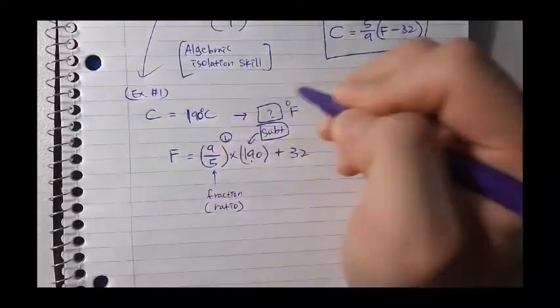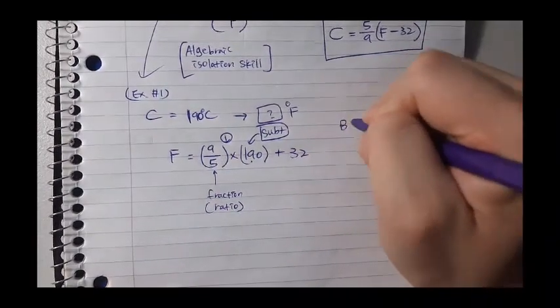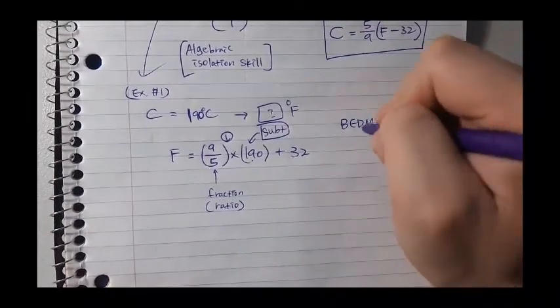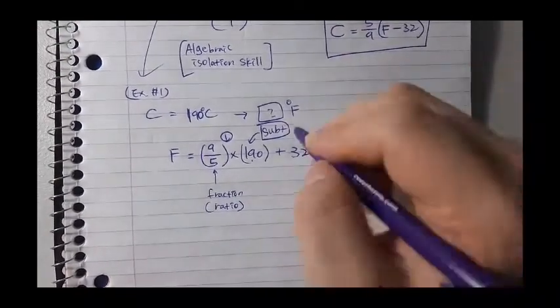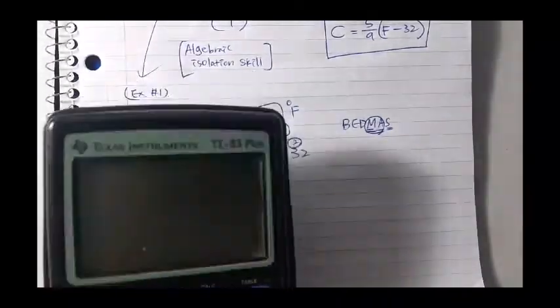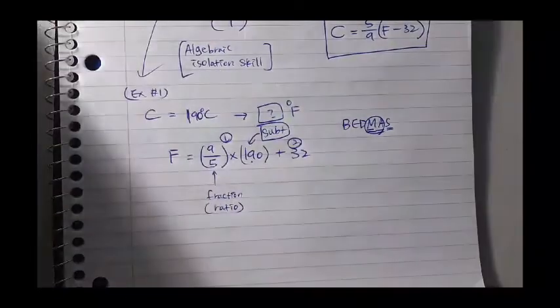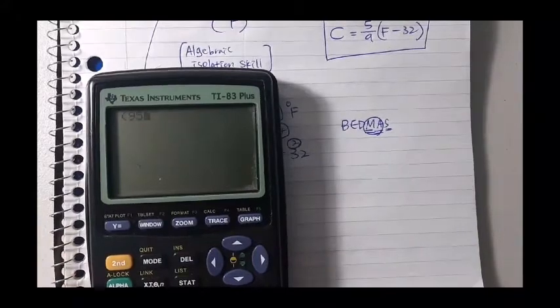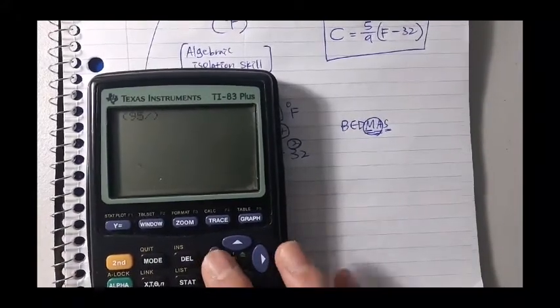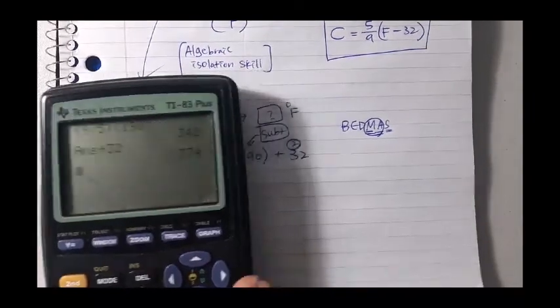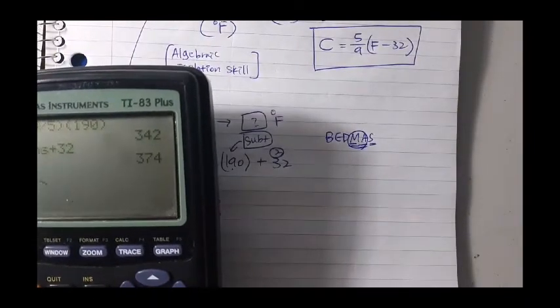So we always need to remember BEDMAS: multiplication first and addition followed by. So if you have a fancy calculator like a Texas Instruments like this example over here, your life will be easy because what you need to do is bracket open 9 over 5, bracket close, multiply by 190, and then after that you can add 32. So long story short, your answer becomes 374.